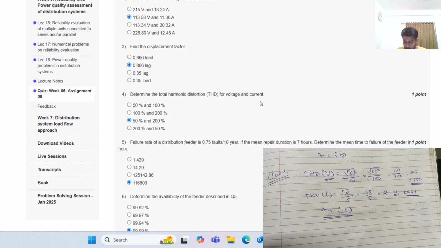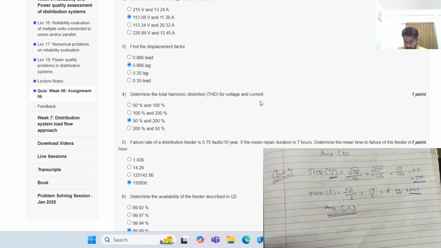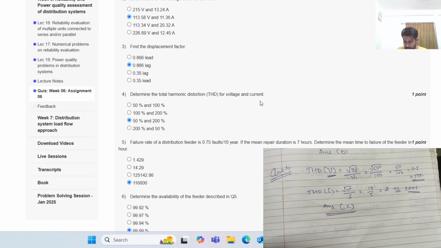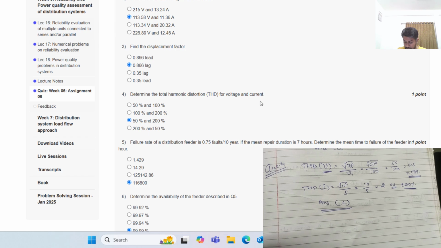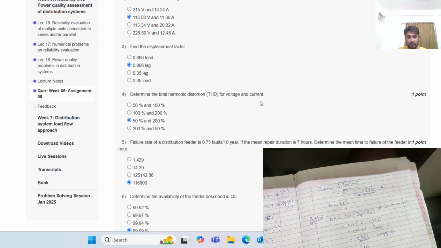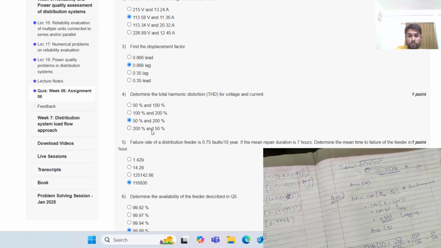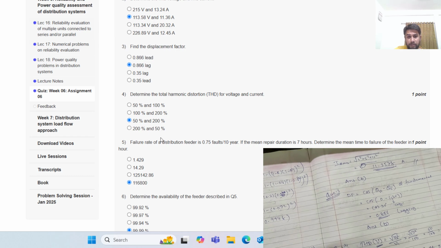So 50% of total harmonic distortion in the voltage waveform, and for current it is the square root of 10 squared divided by 5, so it is 2 or say 200%. So answer is C, 50% of voltage harmonic in total harmonic distortion, and for current that is 200%.